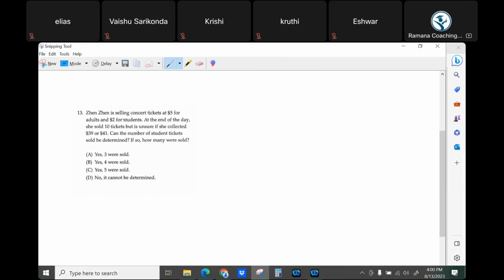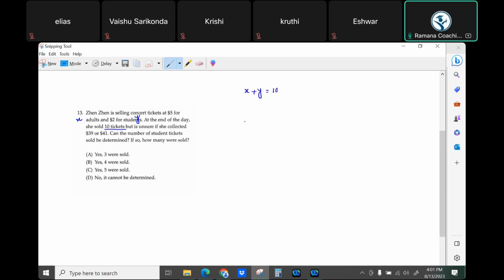Jen is selling concert tickets at $5 for adults and $2 for students. Let's say there are X number of adult tickets and Y number of student tickets. Got that? X number of adults and Y number of students, and how many tickets they sold? So what is my first equation?